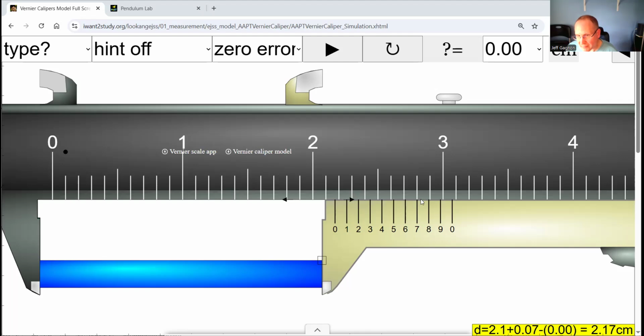But in this case, it looks like the 7 lines up pretty closely with the main marking on the main scale, right? It looks like it's the best. Nothing else really lines up well. And we know it's going to be 6, 7, or 8 anyways, just by eyeballing it. Sorry, it's a 0 here, right? So 6, 7, or 8. So in this case, the reading would be 2.17 centimeters. All right.